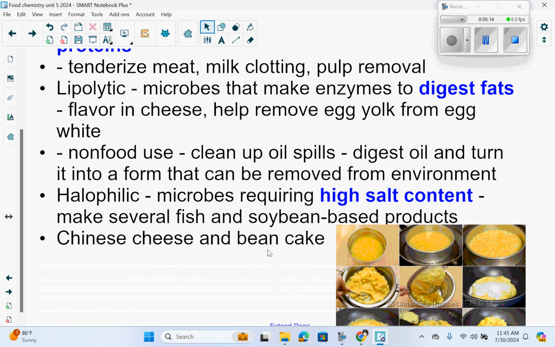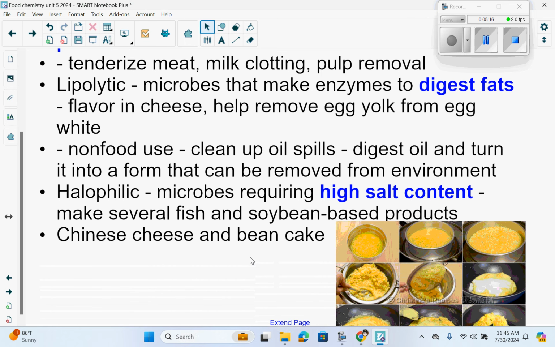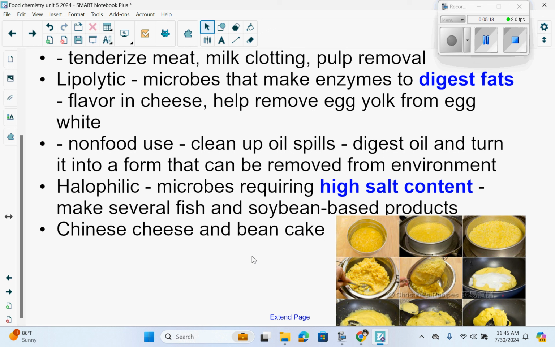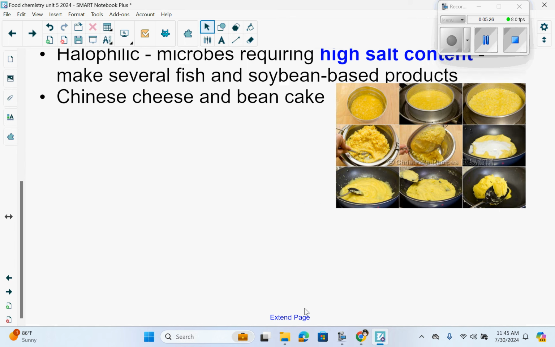You have halophilic microbes. These are microbes requiring high salt content. These would make several fish and soybean-based products, like Chinese cheese or a bean cake, which is in this picture.